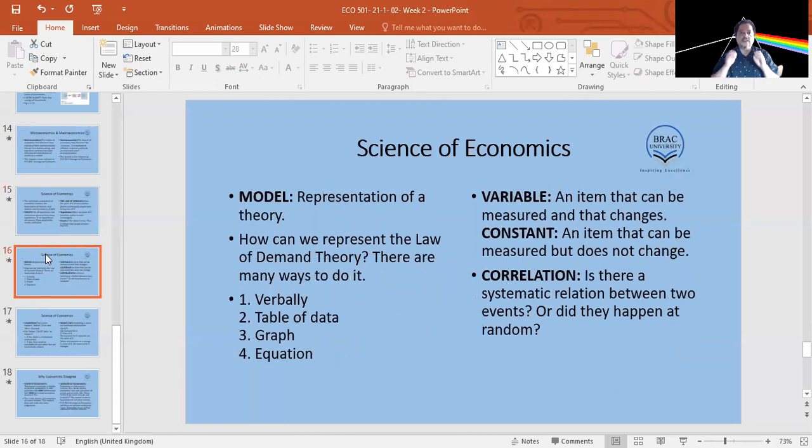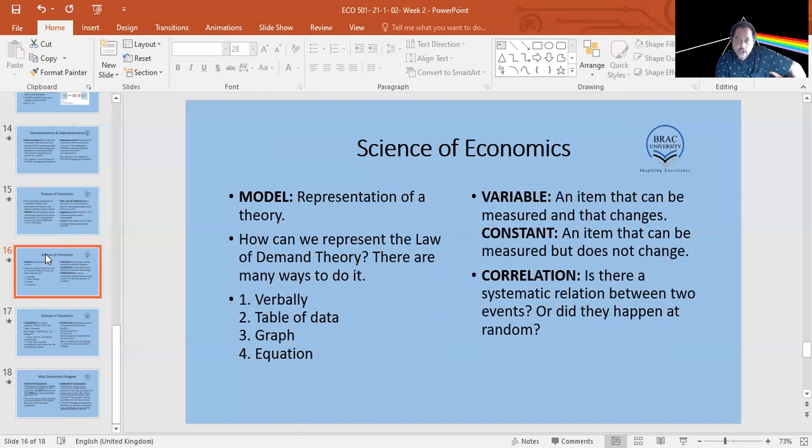A model is nothing but a representation of a theory. Now, the law of demand: do we want to present it with mathematics? Do we want to present it in a graph? Do we want to present it in another way? That's the model. One person in the group in week 1 was mentioning that he or she is scared of mathematics. No problem. The law of demand, we can show it with graphs. So in the next class, we're going to look at how to read graphs, etc.